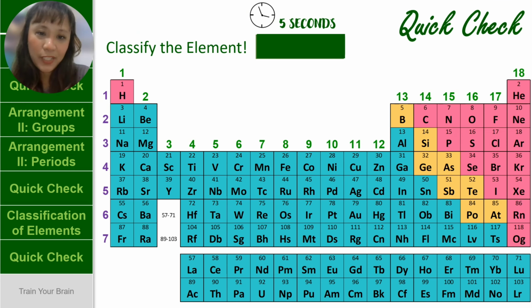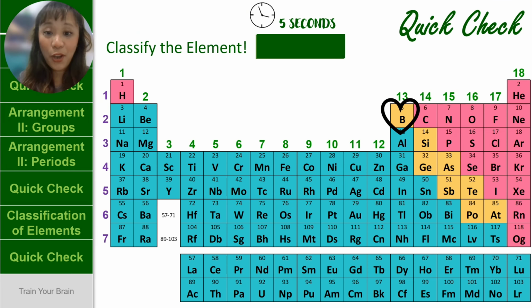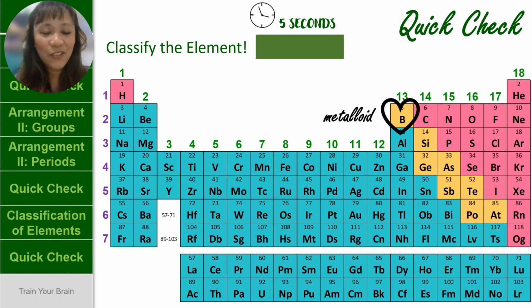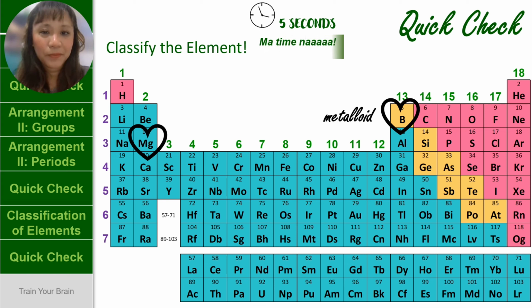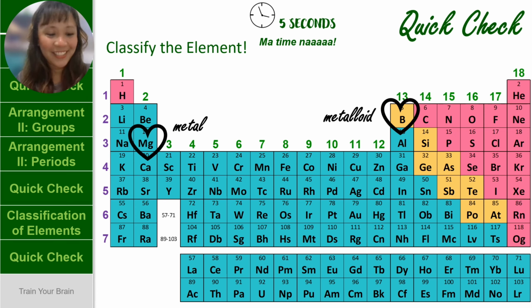For 5 seconds, classify the element with the heart. 5 seconds starts now. Tell the class what kind of element is boron. And if you answered metalloid, you're correct. Next, 5 seconds, identify what magnesium is. Let's see, if you answered metal, you're correct. If you got 2, very good.